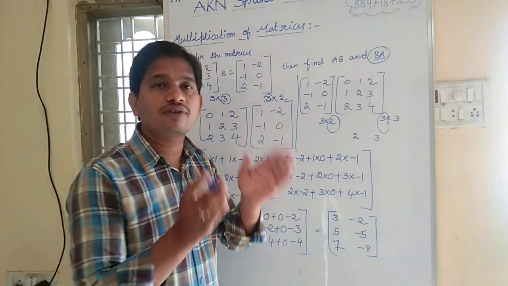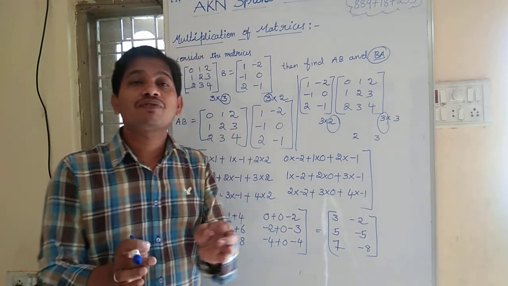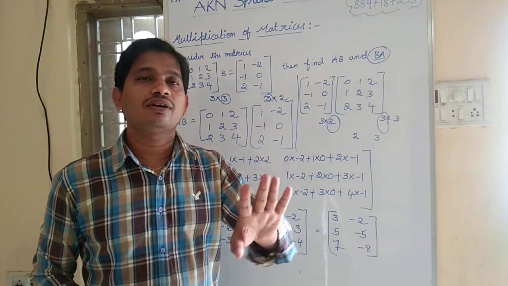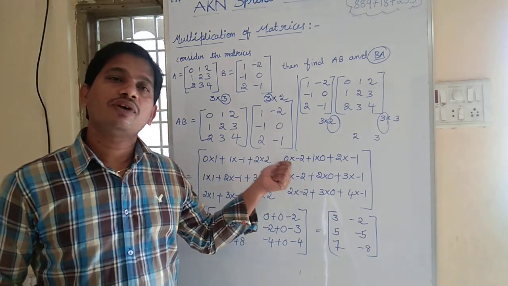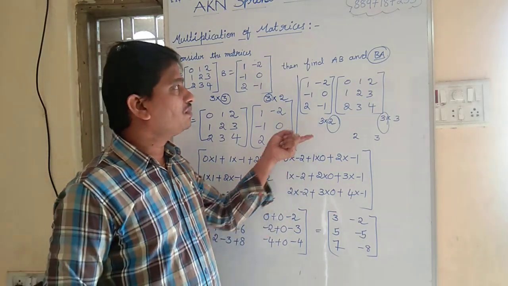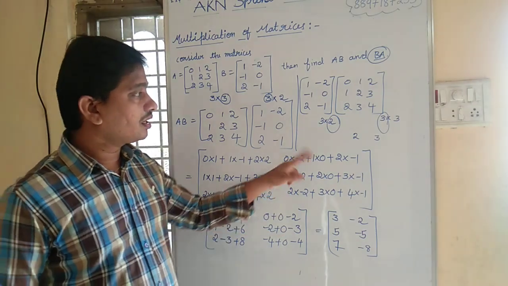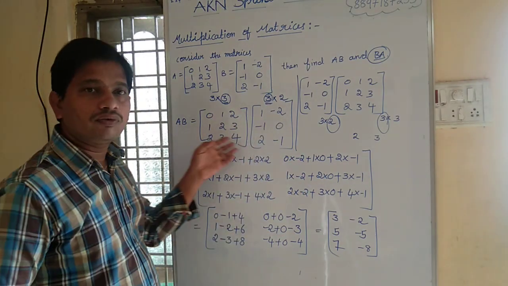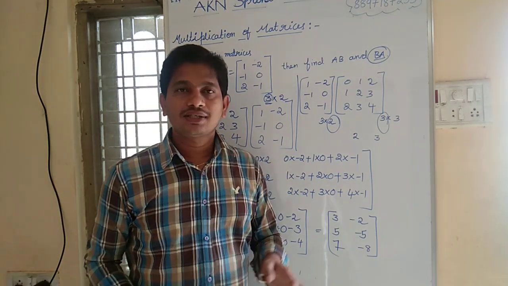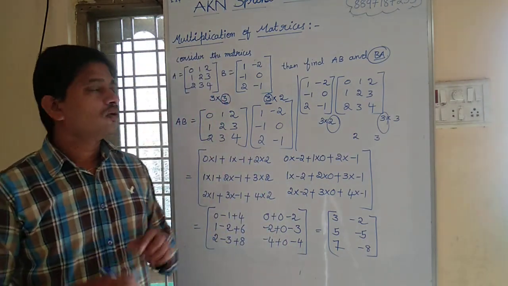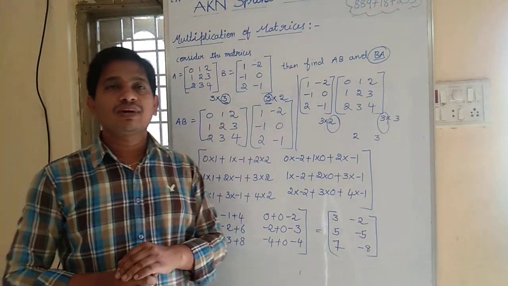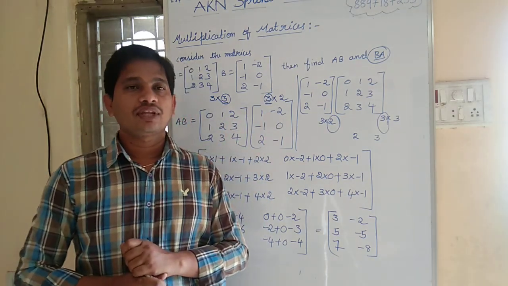If the number of columns of the first matrix is equal to the number of rows of the second matrix, then only can we find the multiplication of those two matrices. So hence BA does not exist, children. AB exists because the number of columns is 3 and the number of rows is 3, but BA does not exist. Okay children, once you practice a number of sums, you will understand the full concept, that is multiplication of matrices. Thank you, children.